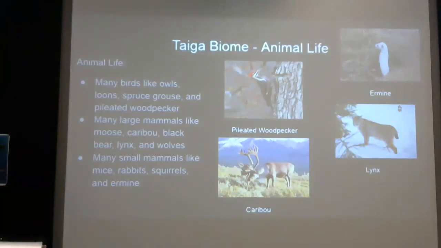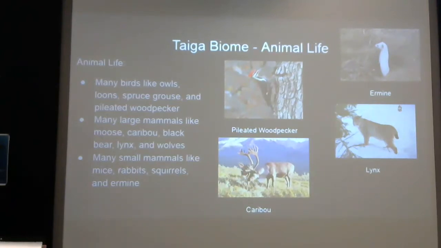What about animal life in the taiga biome? There's quite a bit of variety. There are many different types of birds like owls, loons, spruce grouse, and the pileated woodpecker. There are many large mammals like moose, caribou, black bear, lynx, and the wolf. There are many small mammals like mice, rabbits, squirrels, and ermine.